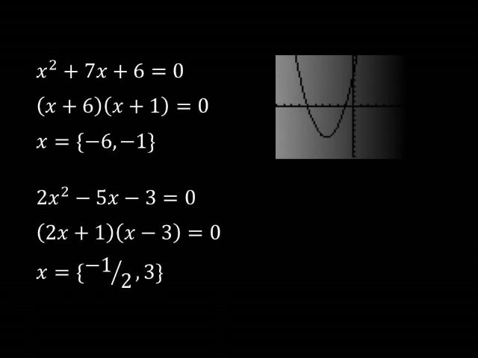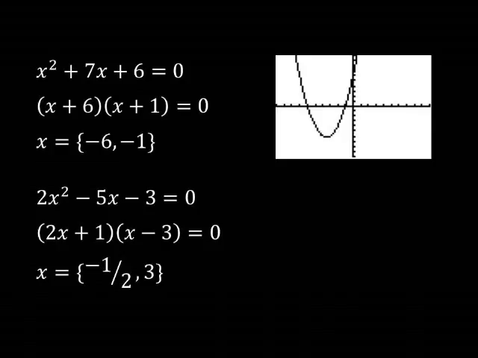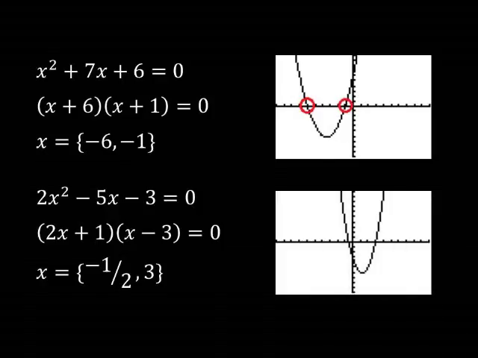If we graph a quadratic equation, the solutions are represented by the points where the graph crosses the x-axis. So a graph of x squared plus 7x plus 6 will cross the x-axis here at x equals negative 6 and here at x equals negative 1. Likewise, a graph of 2x squared minus 5x minus 3 will cross the x-axis at x equals negative 1/2 and at x equals 3.